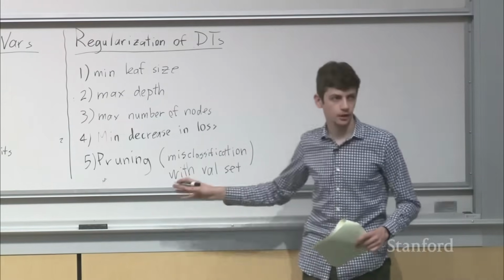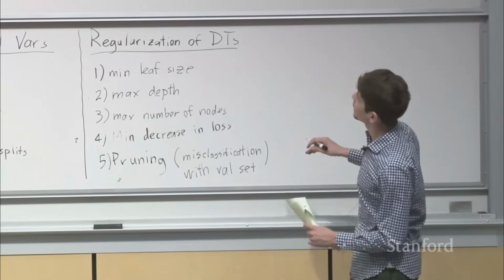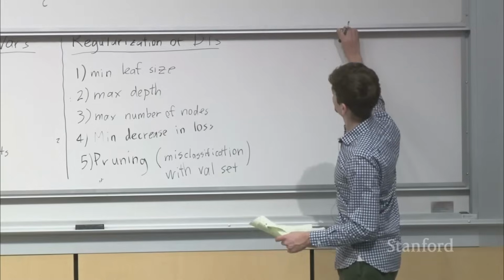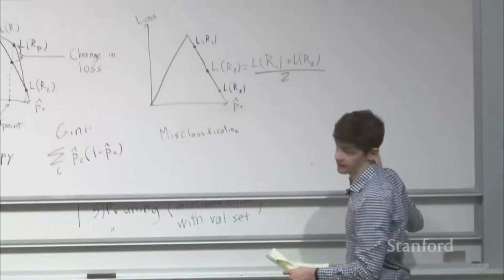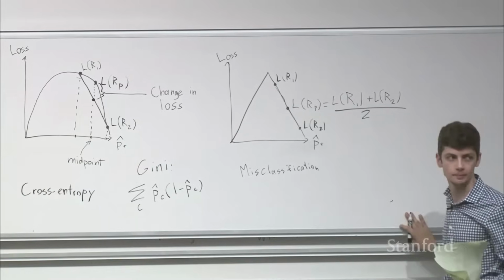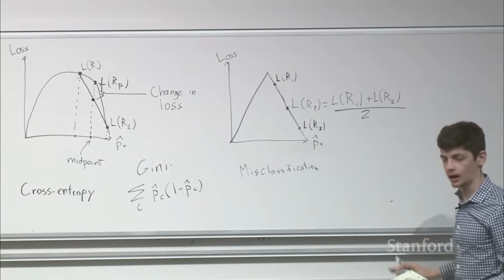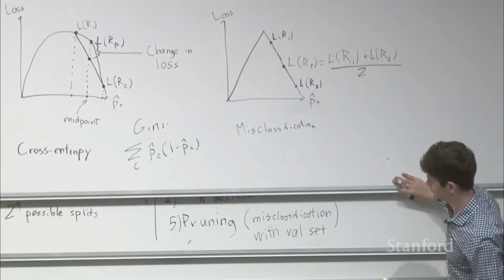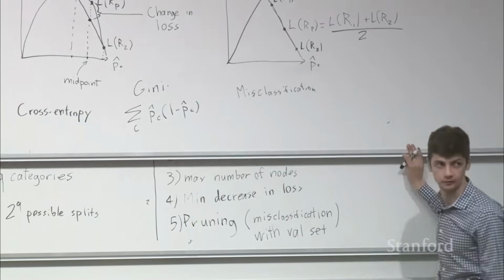The minimum decrease in loss? Yes, of course. You'll recall that before I was talking about this loss of R parent versus loss of R1 plus loss of R2, when I had written out a maximization. To be clear, the question is, can you explain a little more clearly what this minimum decrease in loss means?